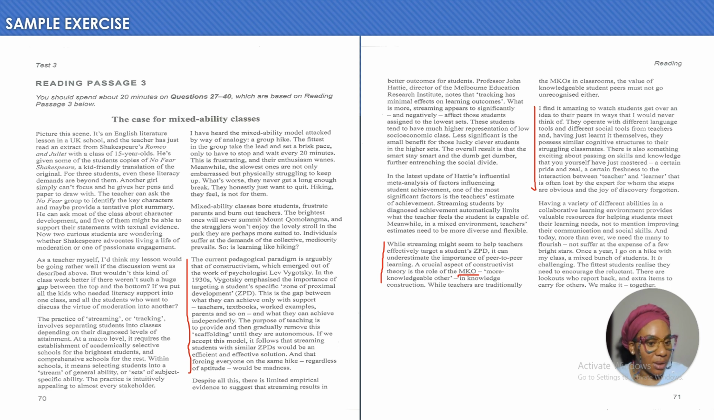There are lookouts who report back and extra items to carry for others. So there are some whose role is just to look out and report certain things. There are some that have to carry extra things to help their weaker friends. But he just ended by saying, we make it together. So they make it, they succeed on their hike together.